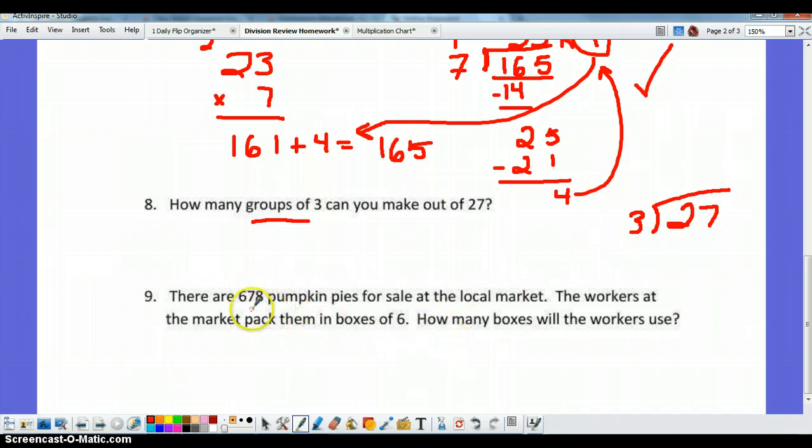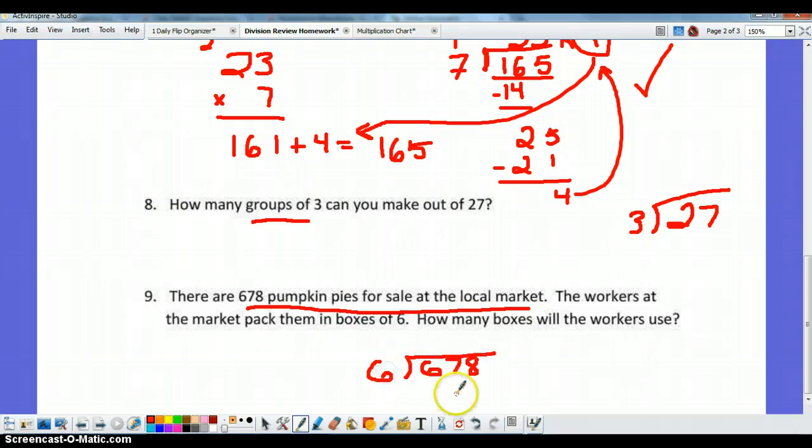The last one, 678 pumpkin pies for sale at the local market. The workers at the market pack them in boxes of 6. Just another division problem. 678 divided by 6.